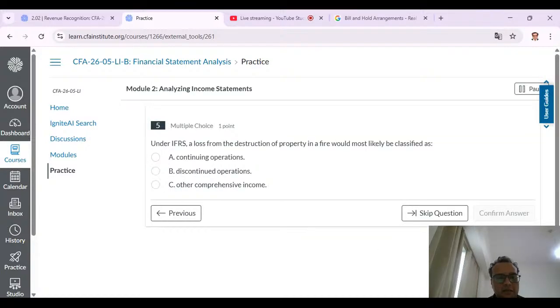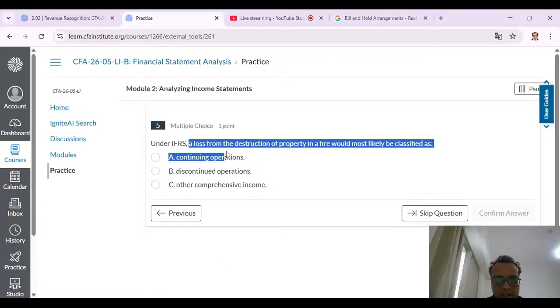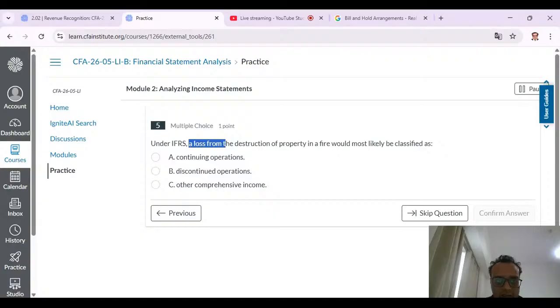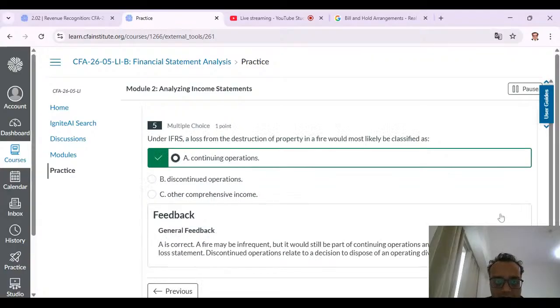Under IFRS, a loss from the destruction of property in a fire would most likely be classified as a loss from the destruction of property in a fire. It is still a continuing operation unless and until it is specifically told, but it is still an item of continuing operations. Discontinued operations only relates to those where your operation has stopped.